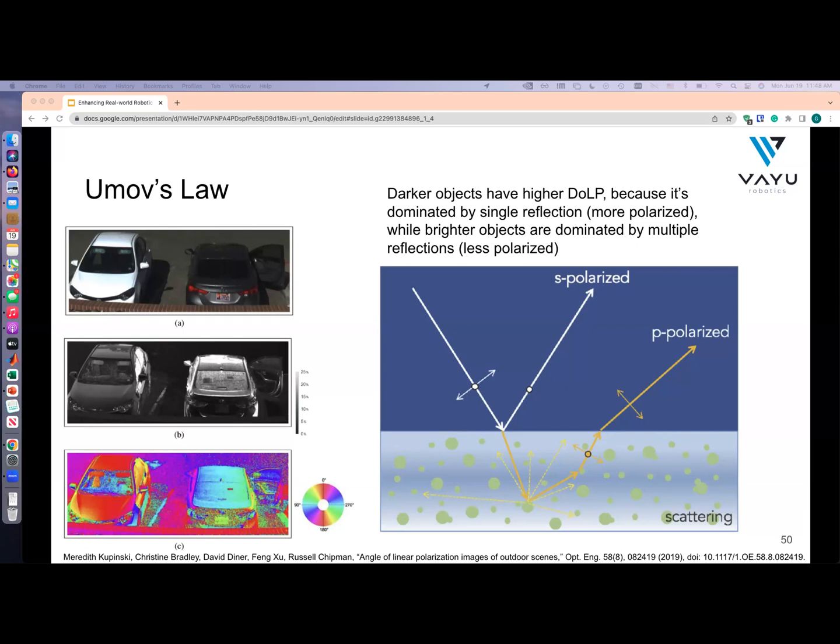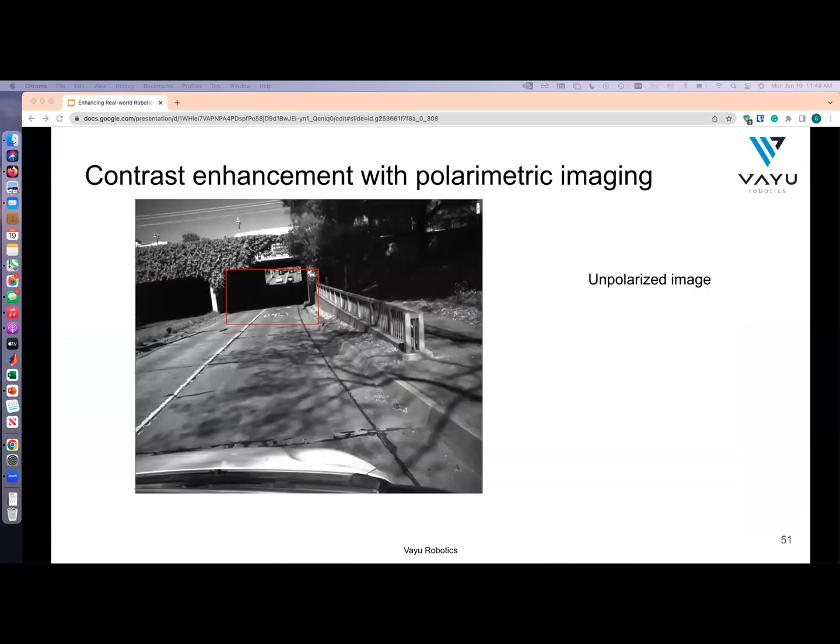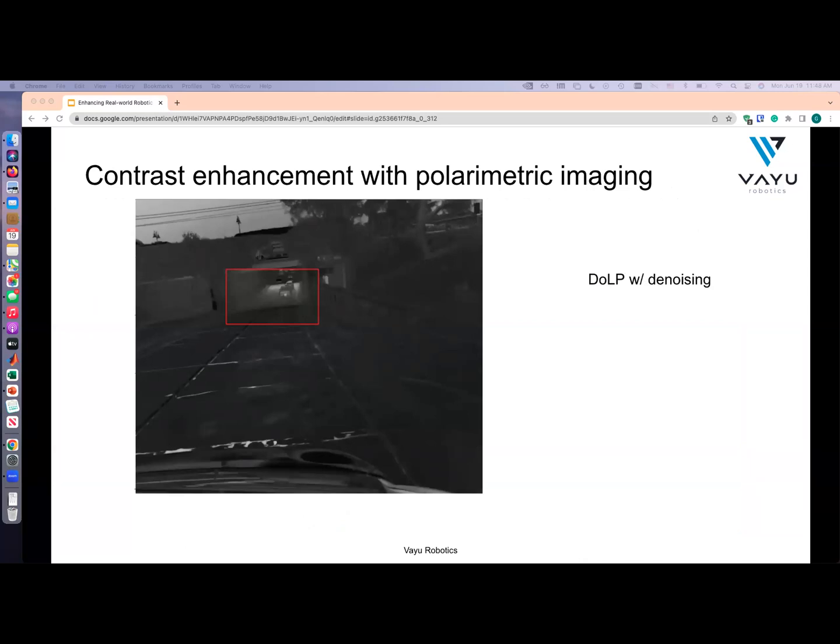So as a result, in the DLP view, the darker car will actually look brighter and have a higher DLP value. That will help you sometimes capture cars in dark scenarios like this. In this case, underneath the overpass, there are actually several vehicles, which are completely invisible in a normal unpolarized view. But visualizing it with the DLP, you will be able to see there are several cars underneath there. This kind of early detection of objects is essential to the downstream autonomy stack.